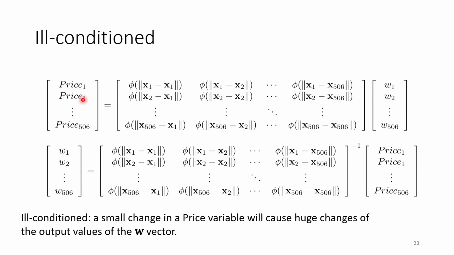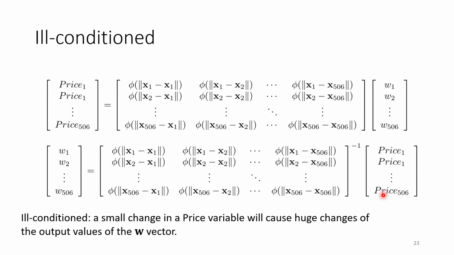So this is the price vector, and there is a matrix times our weight vector. Since this is a square matrix, we can calculate its inverse matrix. So the weight will be the inverse matrix times the price vector. Okay, so it is solvable.